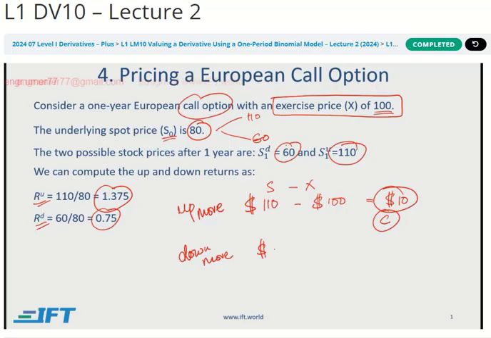if it goes to 60 and you can buy at 100, naturally you are not going to exercise this, right? And since the value of a call option is maximum of 0 or S minus X, and S minus X in this scenario will be negative, therefore it will not be exercised and the value of this call option will be 0. So in the case of an up move, the call option value is going to be $10, and in the case of a down move, the call option value will be $0.